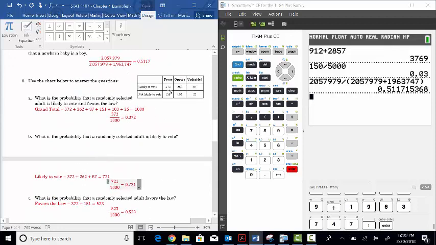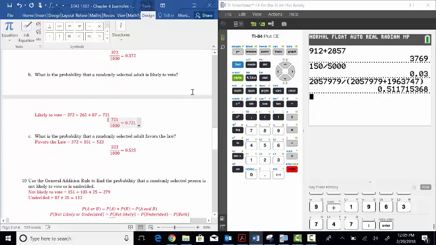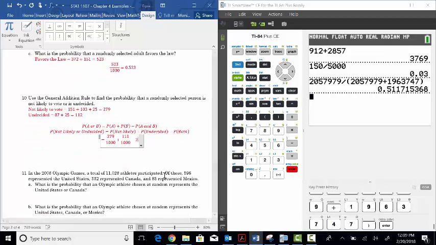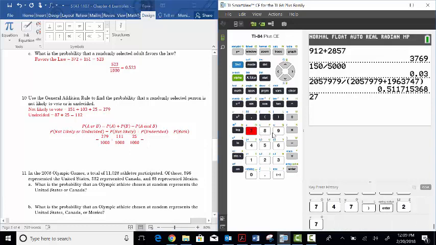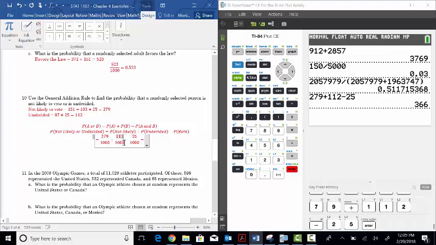If I go back up to the table, not likely and undecided is 25, so 25 is the both. I'm going to subtract out that 25 over the 1,000. Since I have a common denominator, I can just focus on the numerator. It should be 279 plus 112 minus the 25. So I'm getting 366 out of the 1,000, which is 0.366.